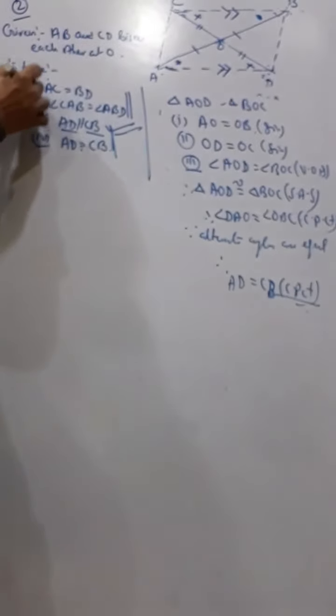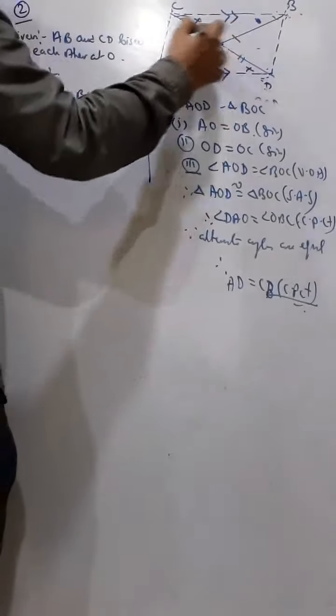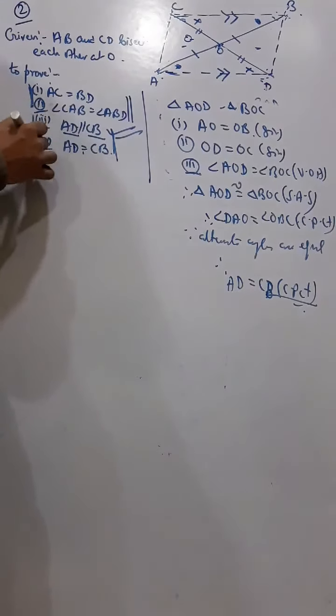So understand, for the first two we have proved these two triangles congruent, and for the next two we have proved these two triangles congruent. Okay.